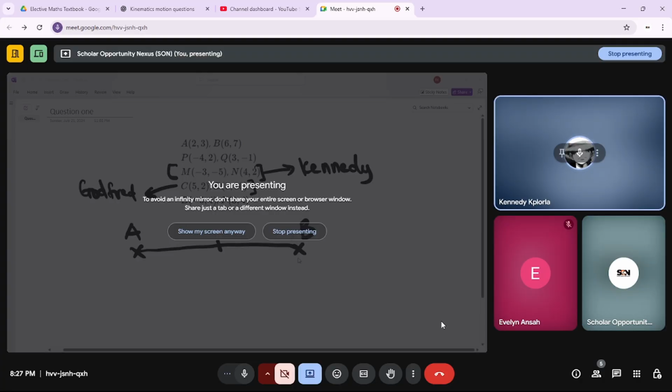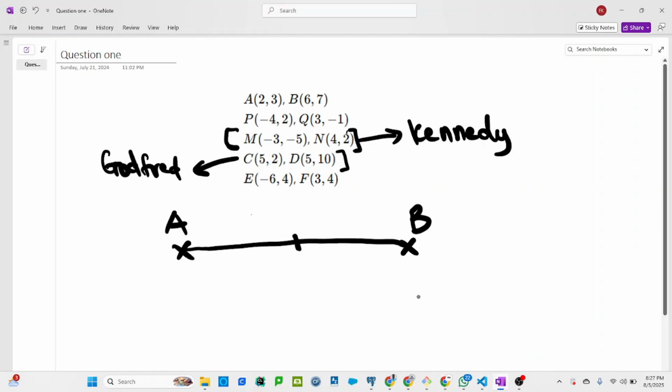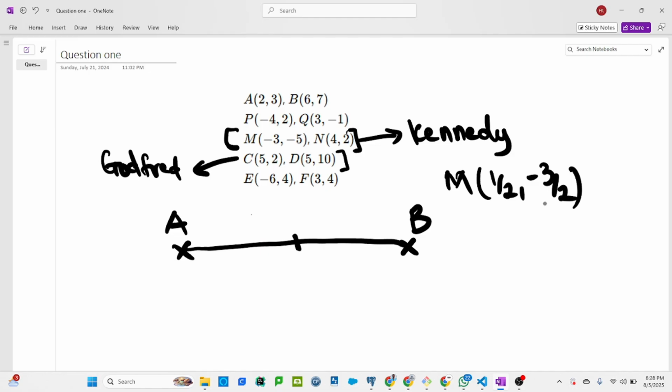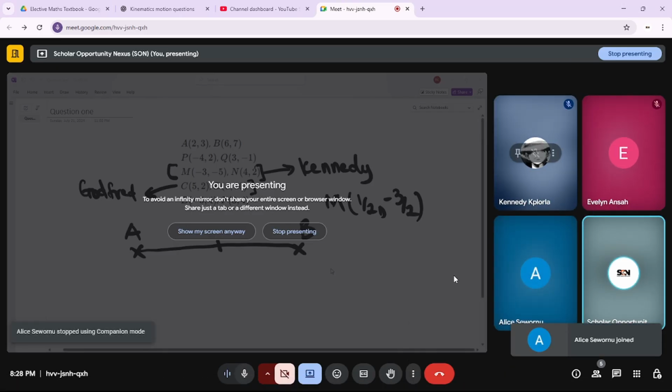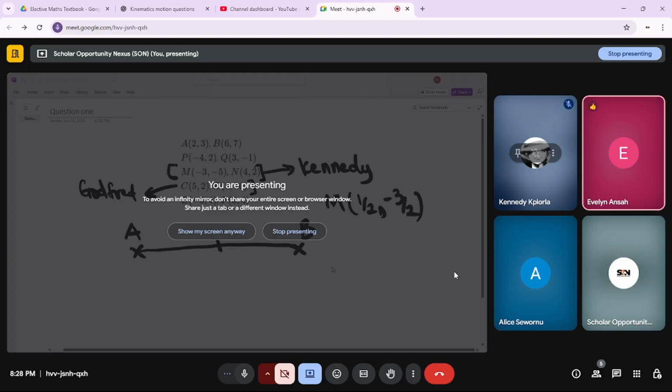Sir, I got my midpoint to be 0.5 and negative 1.5. Can we leave it as a fraction? Half and negative 3 over 2. Okay, okay. Godfrey, are you done? Godfrey, can you hear me? Alice, welcome back. Hello. Yes. Okay. Alice, you can come with your question.